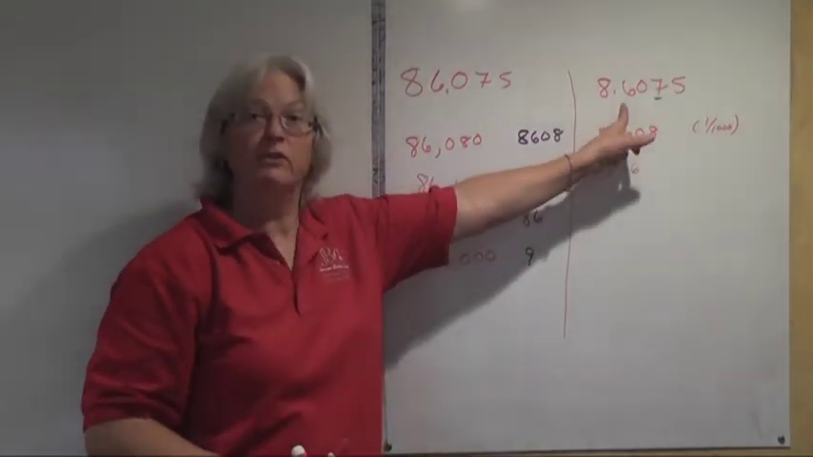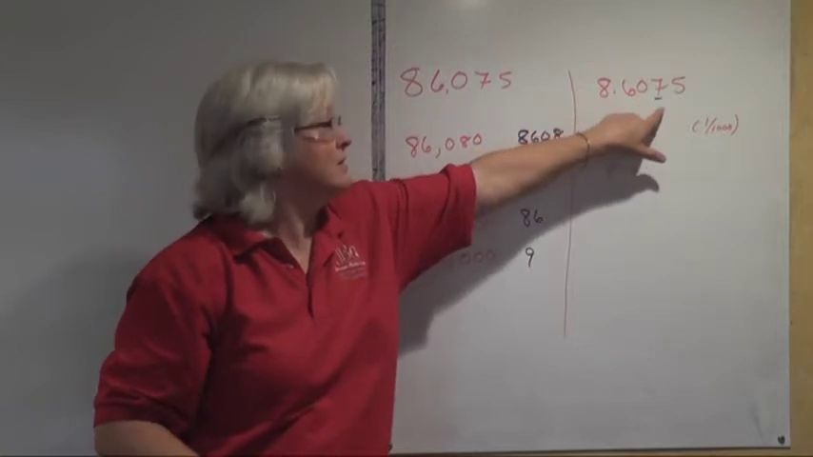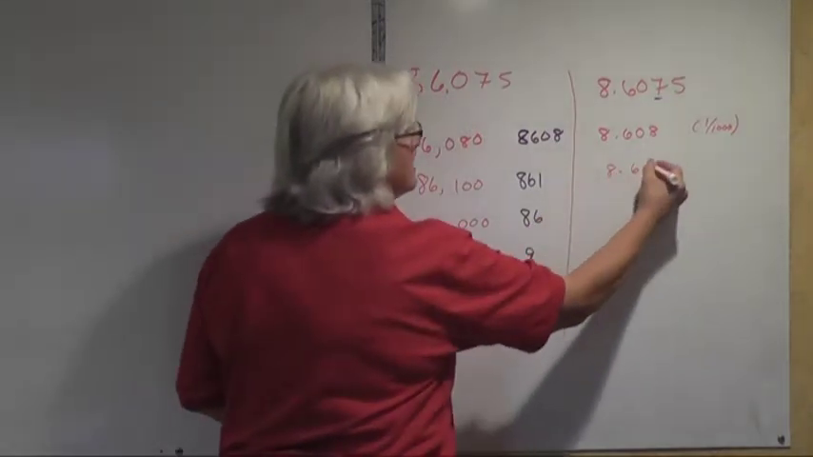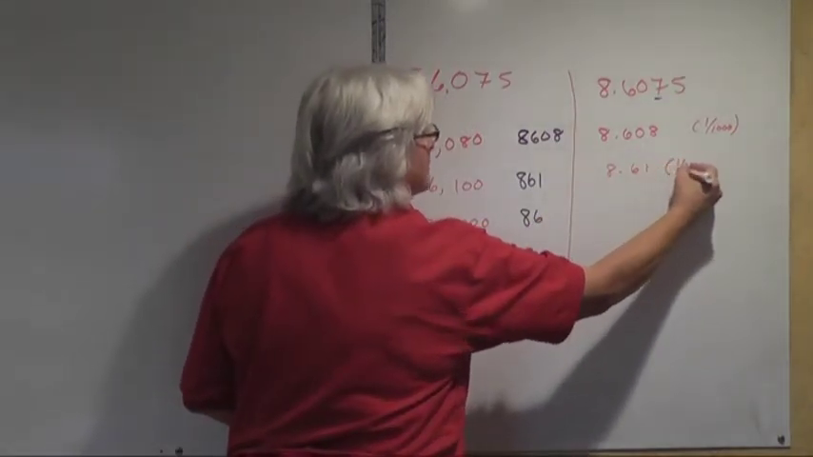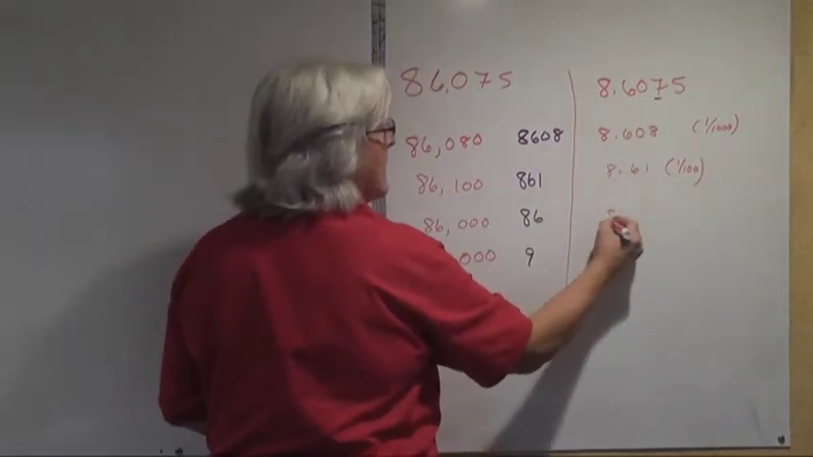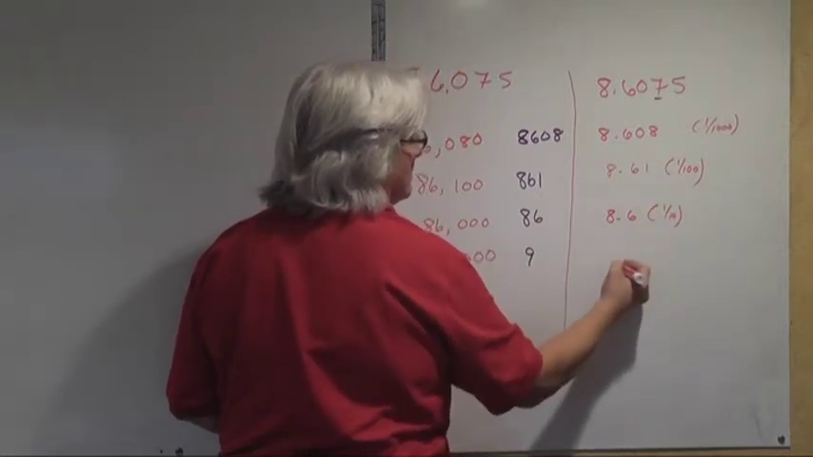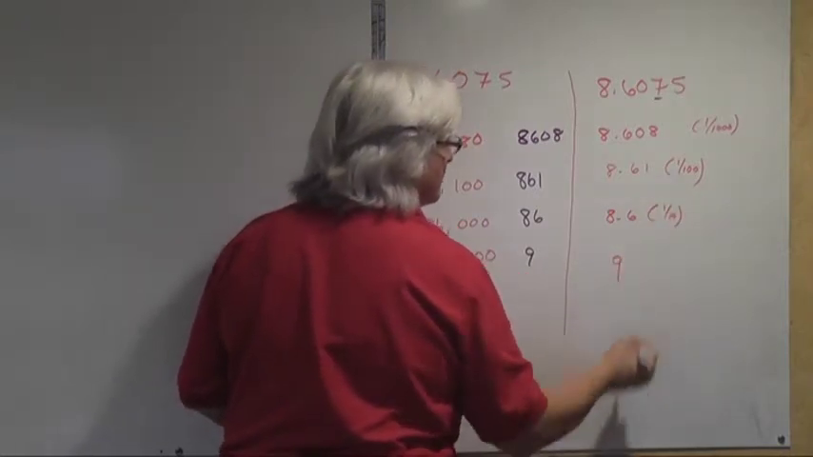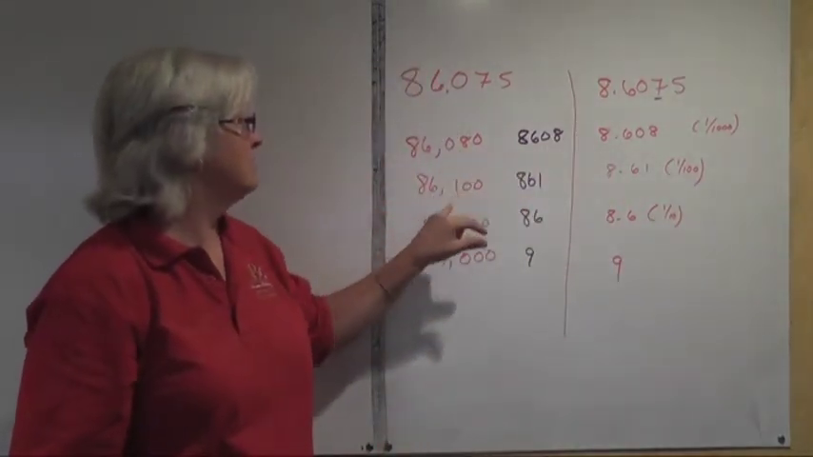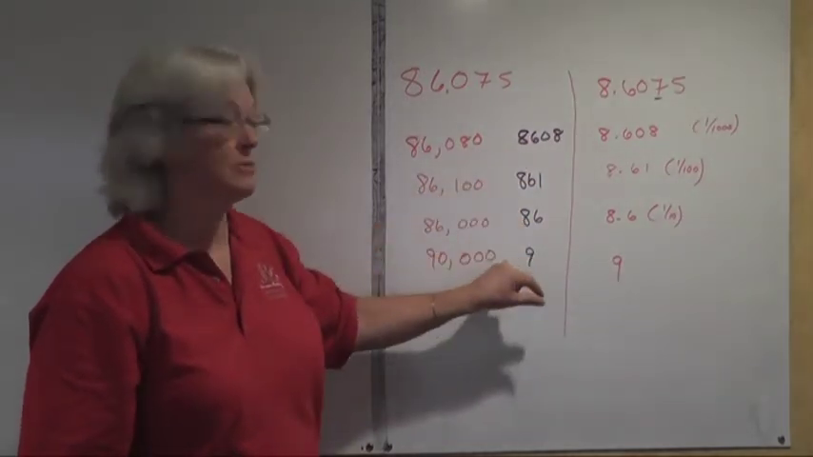Now we're going to round to the hundredths place. 0 is there, 7. This is going to round up. So this would be 8 and 61 hundredths. To the tenths place would be 8 and 6 tenths. And then to the nearest whole number would be 9. The earlier one was rounded to tens, hundreds, thousands, and 10,000s. But we have these zeros here.